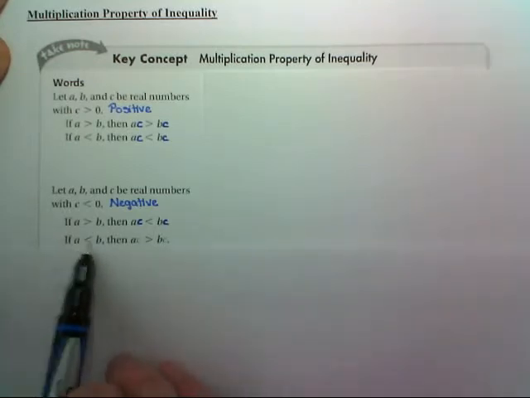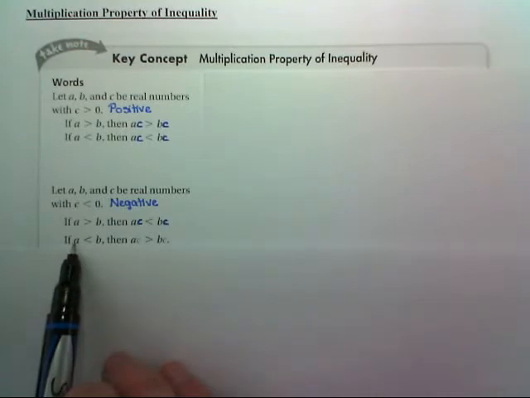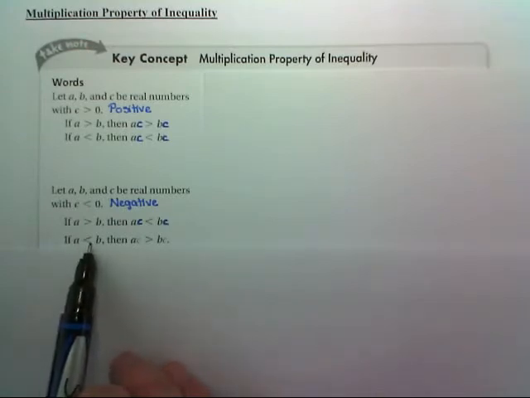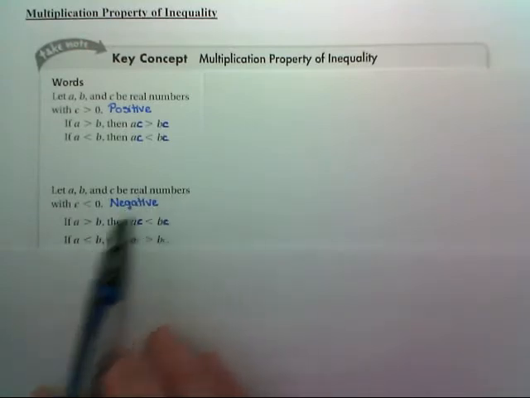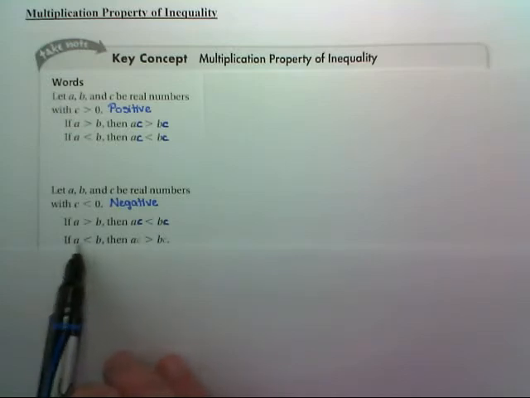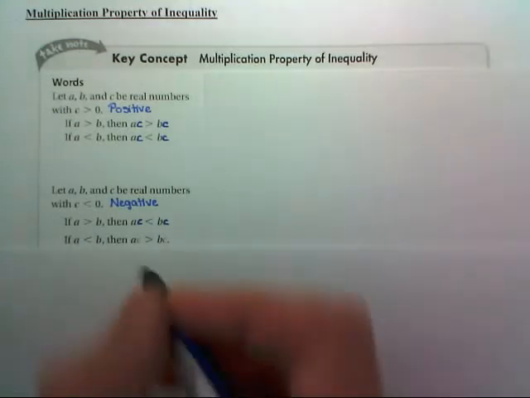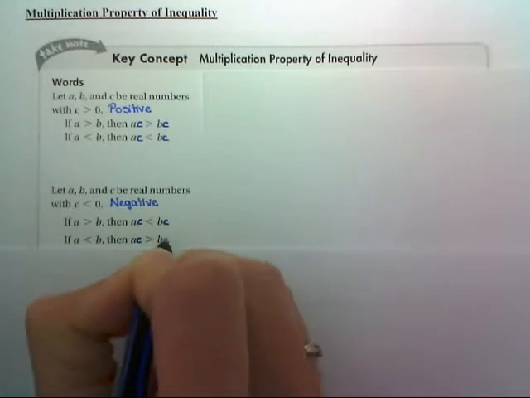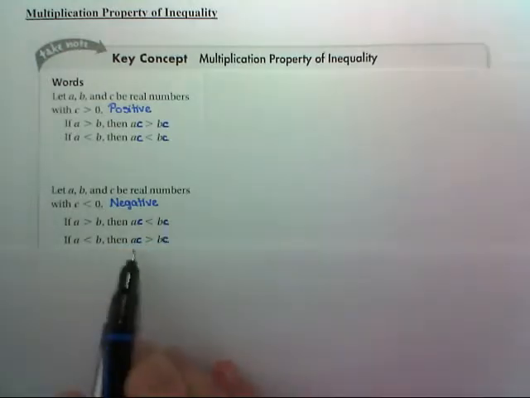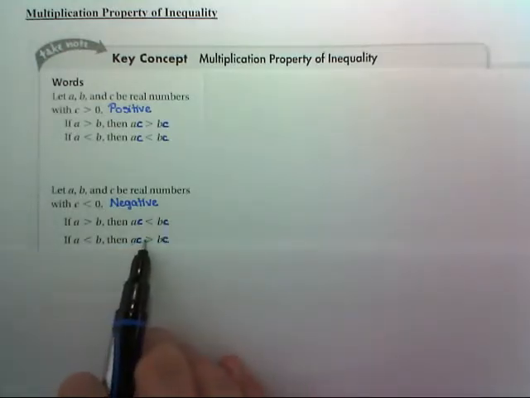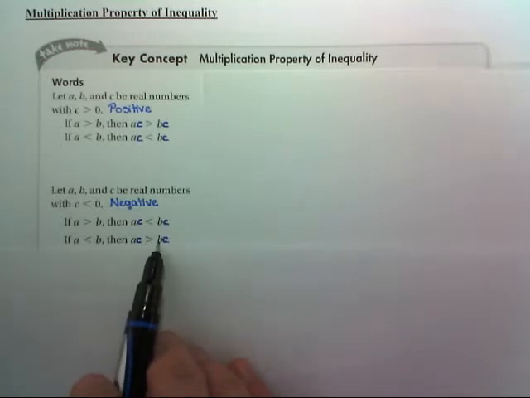Again, the same thing holds true whenever you have A less than B. If A is a smaller number than B, no matter what that number is, these numbers can be positive or negative. They are not specified. They are all real numbers. So it doesn't matter what these numbers are. If A is less than B, when you multiply both sides by that negative value, your product, AC, is now going to be greater than the product of BC.